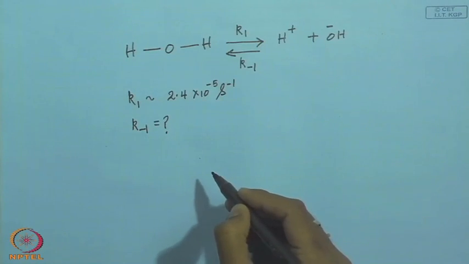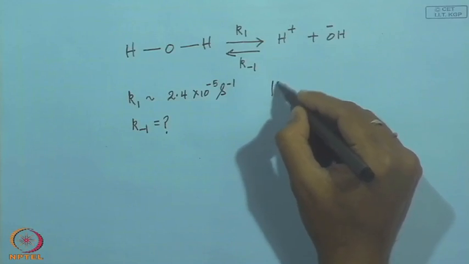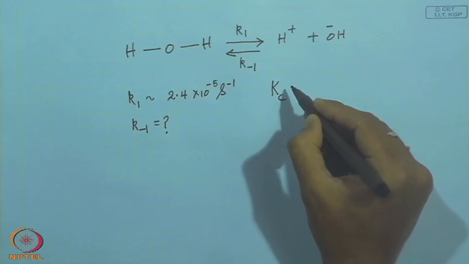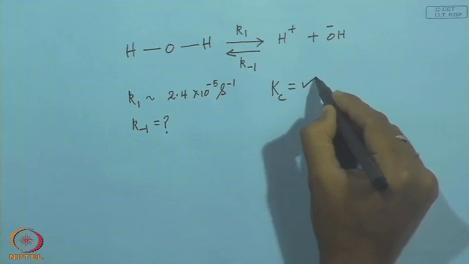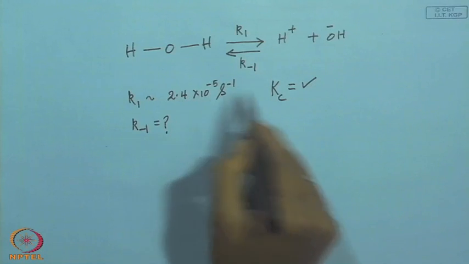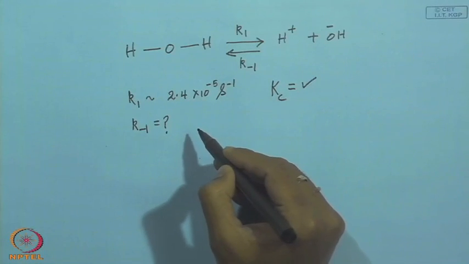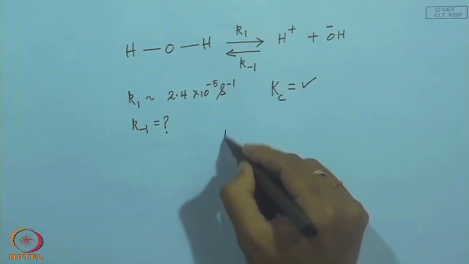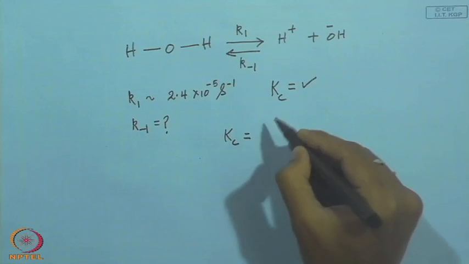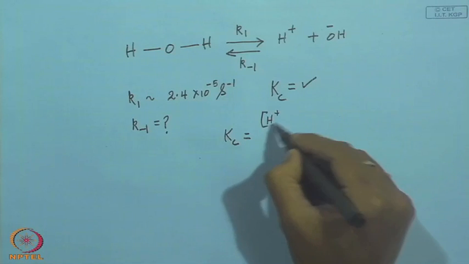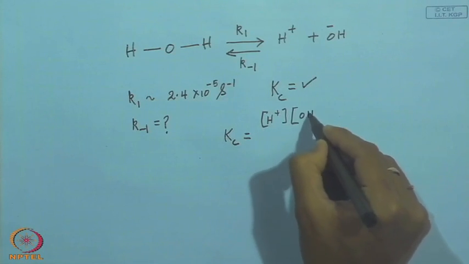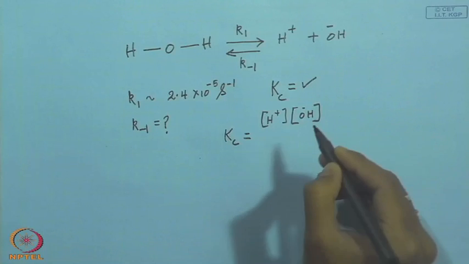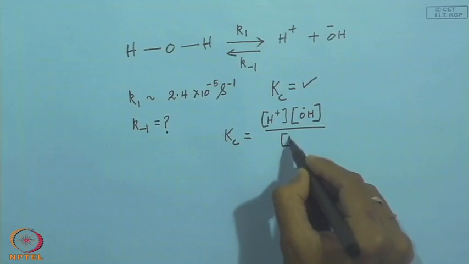So, what to do? How to find out k−1? As I told you in the last slide, the prescription is that we should know the equilibrium constant Kc, that is the concentration equilibrium constant. It should be known, and we have it. So, from this we should be able to find out k−1. So, Kc is equal to [H+][OH−] divided by [H2O].